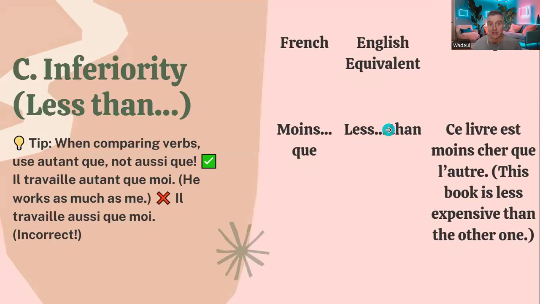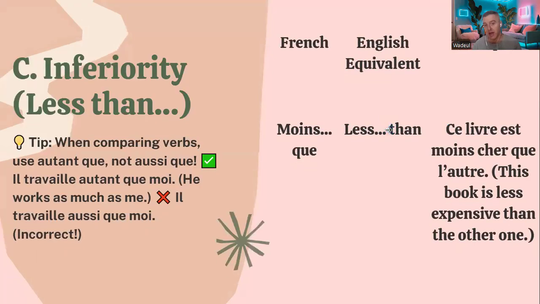So what is next? Inferiority. Less than. As you can see, it's kind of always the same: more than, less than is the same thing, but you just have to learn a new word. So, tip: when comparing verbs, use autant que, not aussi que. Il travaille autant que moi. He works as much as me. Il travaille aussi que moi, that is not correct. Okay? With verbs, you always have to use autant.